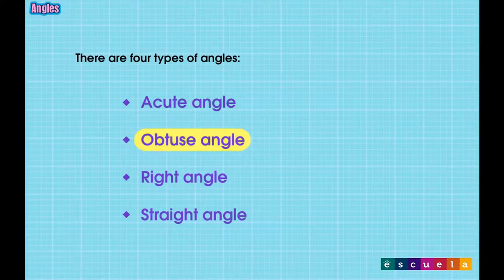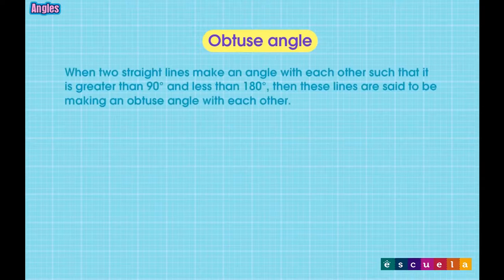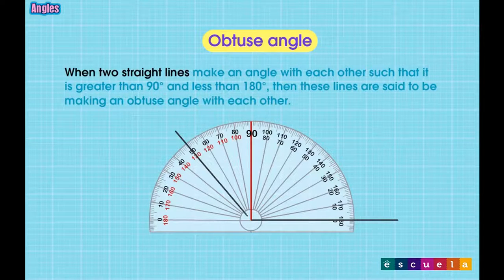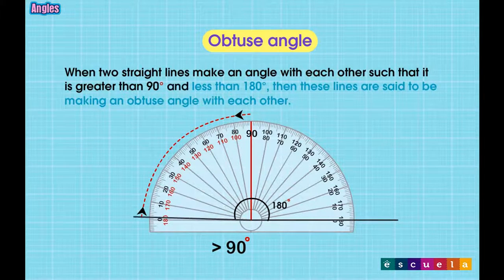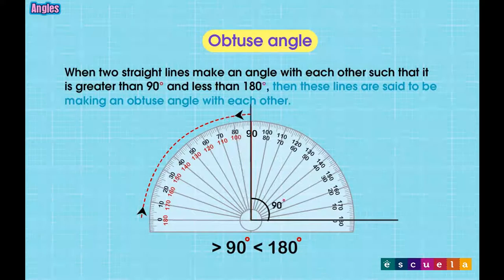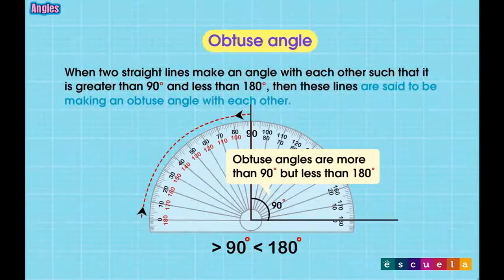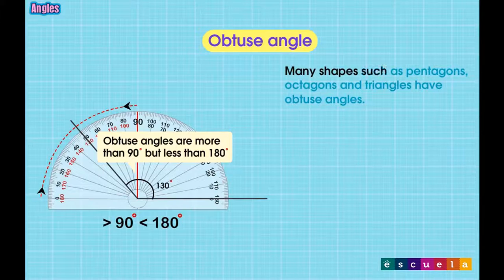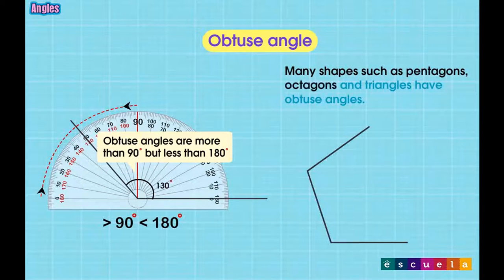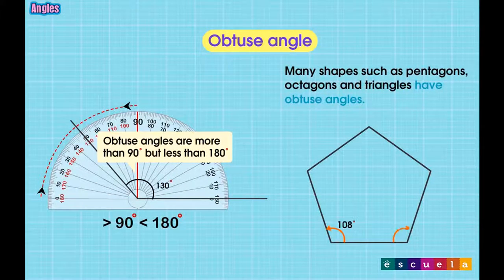Obtuse angle. When two straight lines make an angle with each other such that it is greater than 90 degrees and less than 180 degrees, then these lines are said to be making an obtuse angle with each other. Many shapes, such as pentagons, octagons, and triangles, have obtuse angles.